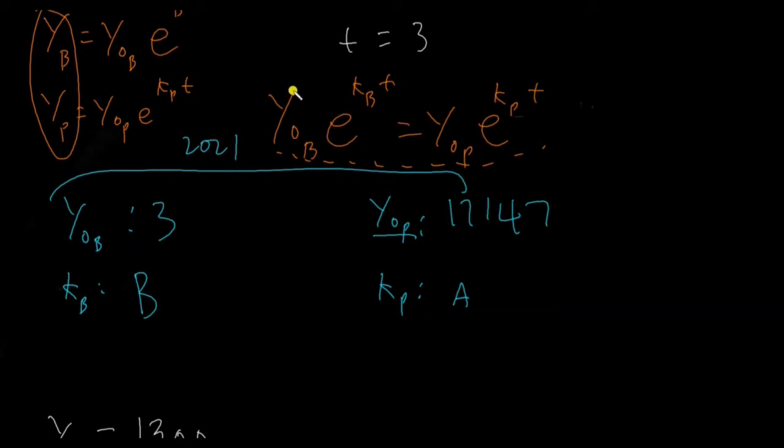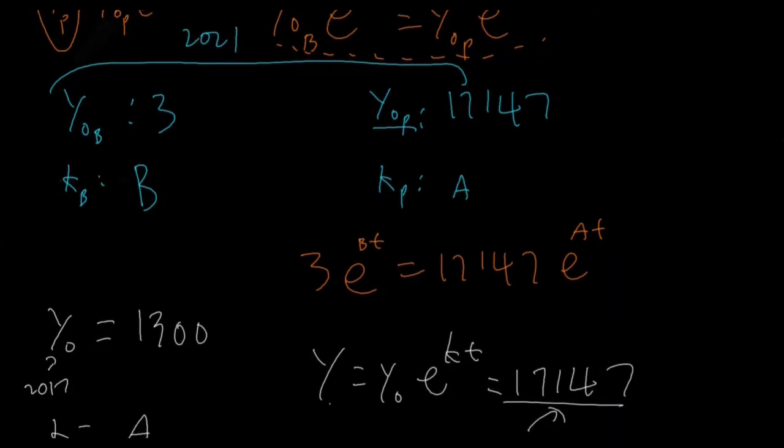So I know this is 3. And I know KB is B. T equals, I know this is 17,147. I know this is A. T. And then now we're just going to use our calculator.